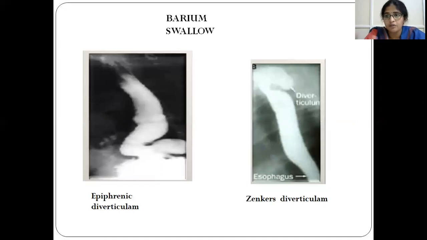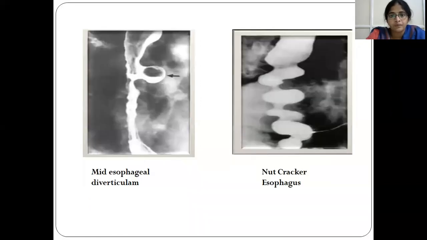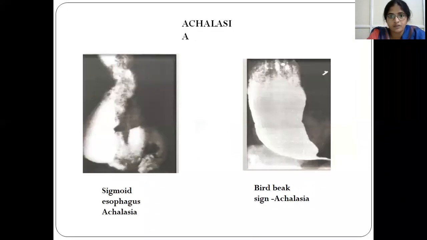These diagrams show barium swallow. Barium swallow, it's showing the epiphrenic diverticulum. This image showing the Zenker's diverticulum. This nutcracker esophagus is also called the diffuse esophageal spasm. This metaesophageal diverticulum. These are the barium swallow imagings.